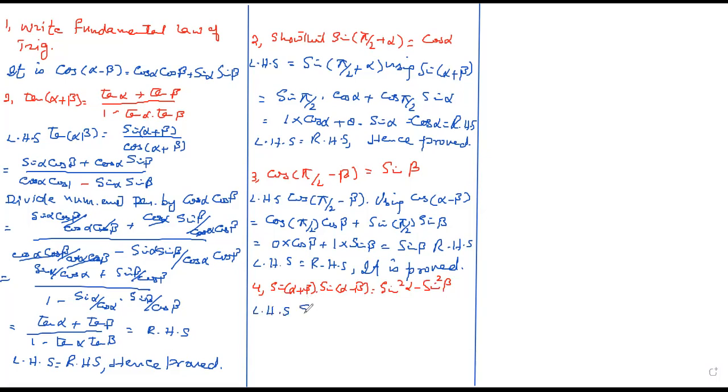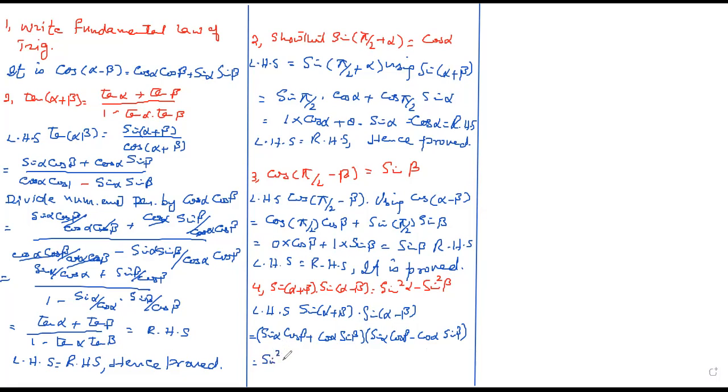Left hand side is sine alpha plus beta times sine alpha minus beta. Okay, just putting the formulas we have for the sine, cosine and cosine sine. So it is sine alpha cosine beta plus cosine alpha sine beta, and this one is sine alpha cosine beta minus cosine alpha sine beta. Right? So it would be a plus b into a minus b. A plus b into a minus b is a square minus b square.